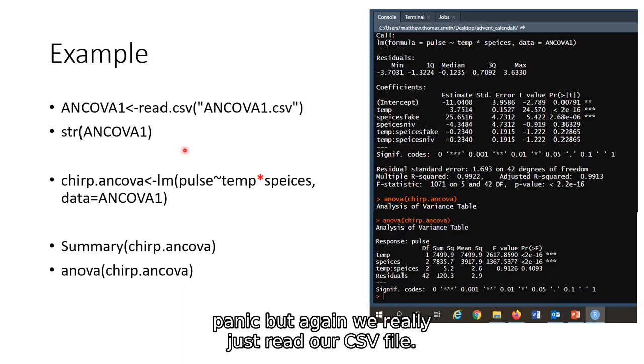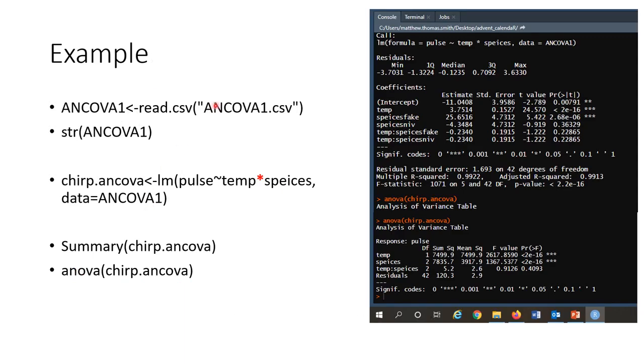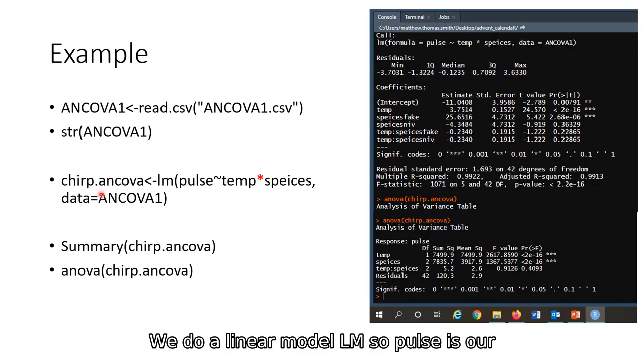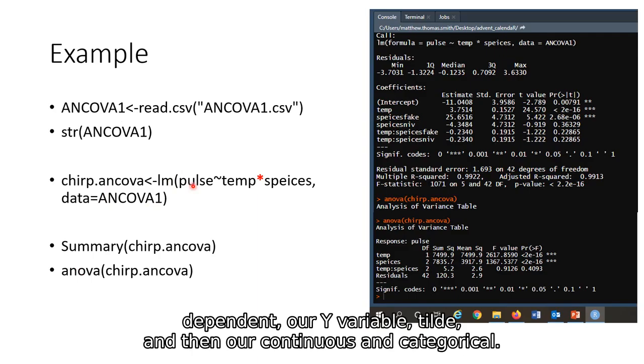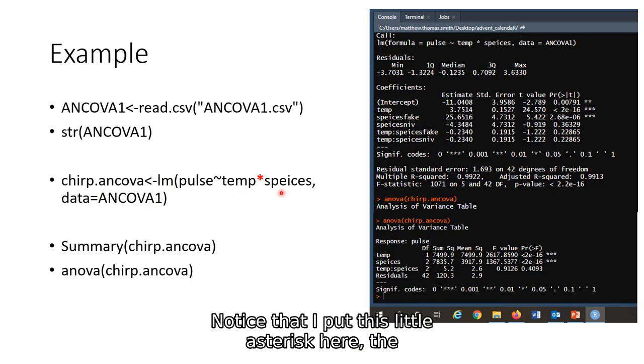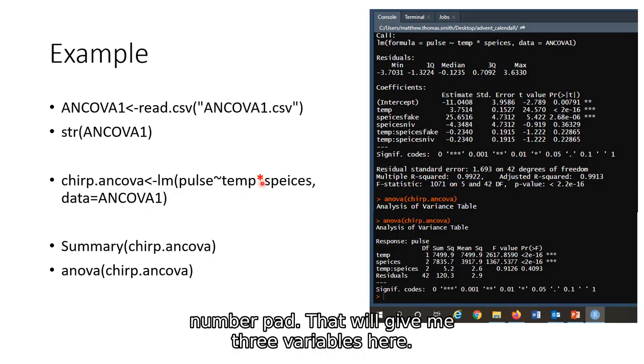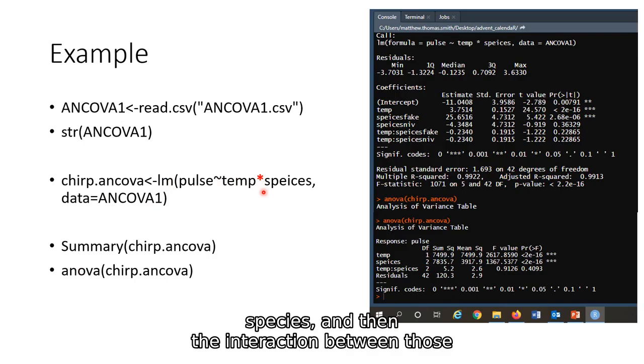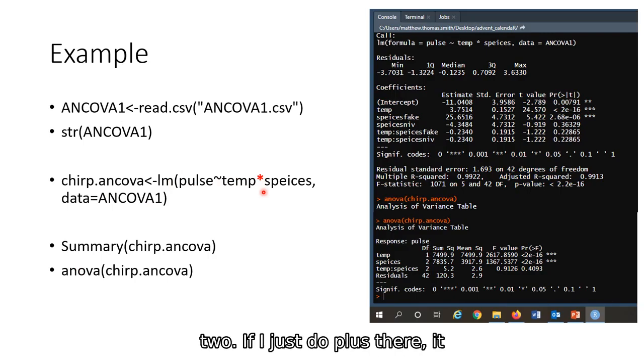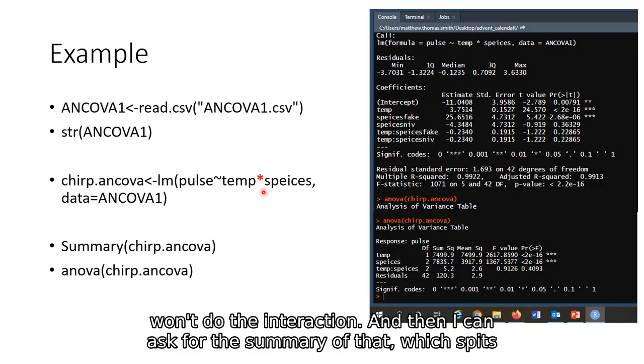Again, I'll show you in RStudio, so don't panic, but we really just read our CSV file. We do a linear model, LM. So pulse is our dependent, our Y variable, tilde, and then our continuous and categorical. Notice that I put this little asterisk here, the multiplication sign on your number pad. That will give me three terms: it will use temperature, species, and then the interaction between those two. If I just do plus there, it won't do the interaction.